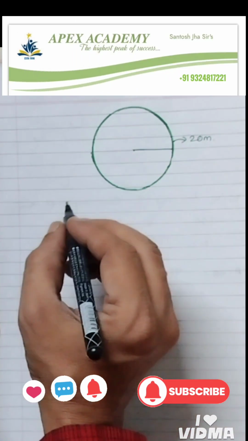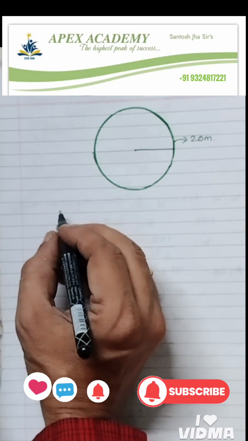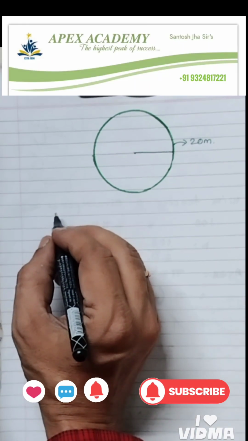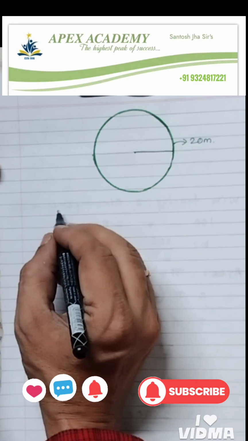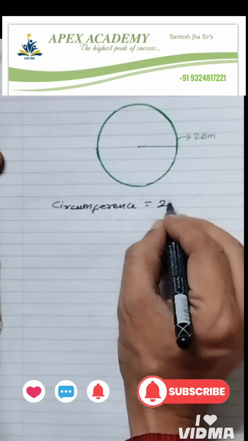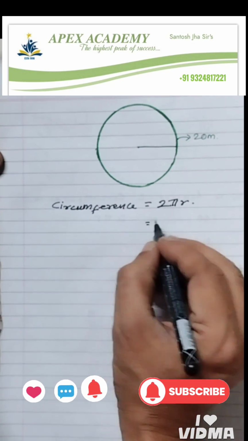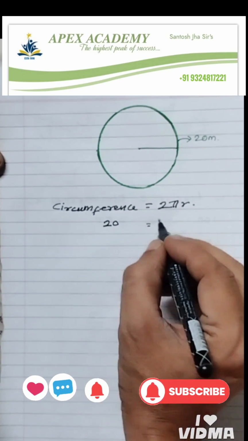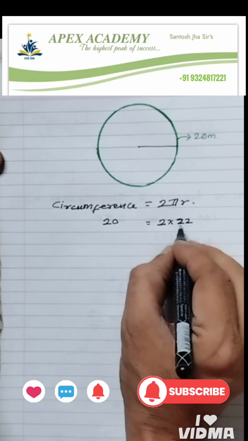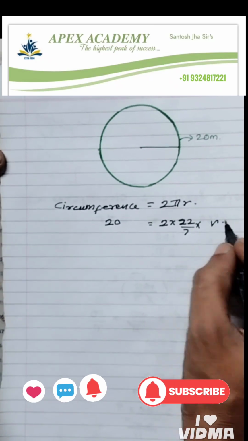In the given shape, circumference of the circle is given as 20 meter and we have to find the area of the circle. So first of all, we'll use the circumference to find the radius. As we know, circumference of the circle is 2 pi r. So first we'll substitute the values. Circumference is given as 20, this side it is 2, pi is 22 upon 7, and radius we have to find out.